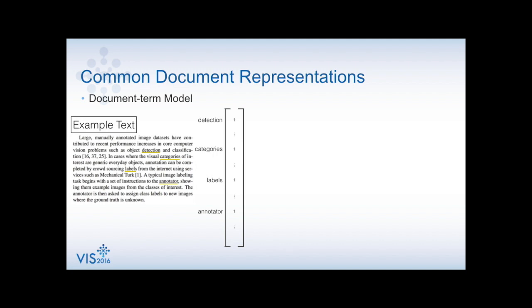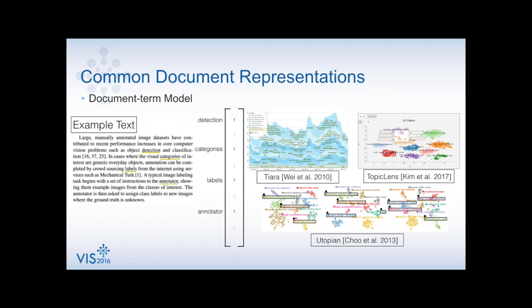This type of model has been used extensively in the visualization community for exploring document collections. For instance, Tiara uses this representation for visualizing documents via latent Dirichlet allocation, where topics are constructed as mixtures over words, and documents are represented as mixtures of topics. Similar works have used non-negative matrix factorization to represent topics, and an efficient means of manipulating the model. This can be seen, for instance, in the recent works of Utopian and Topic Lens, which was presented at Vis this year.